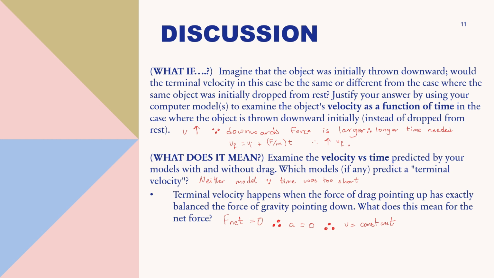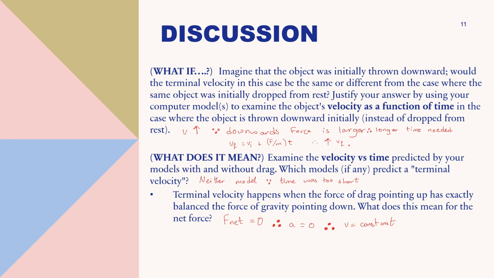Now, what does it mean? Examine the velocity versus time predicted by your models with and without drag. Which model, if any, predict the terminal velocity? Well, we know that where drag is negligible, the terminal velocity will not be reached because there's no upwards force. But with the GlowScript graph with drag, the graph started to flatten at the end, but it still has not reached terminal velocity because the time was just too short.